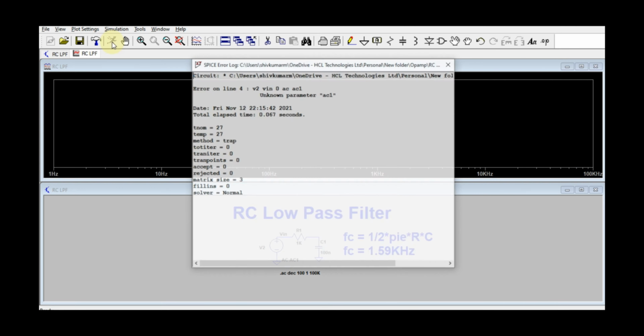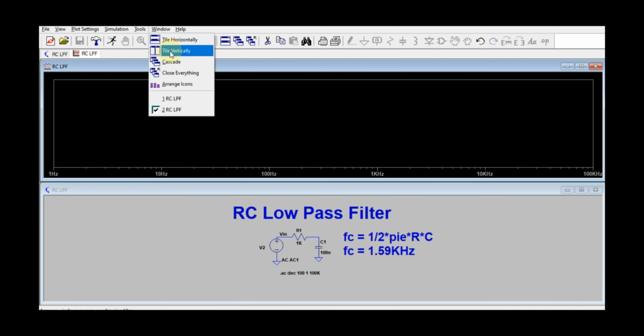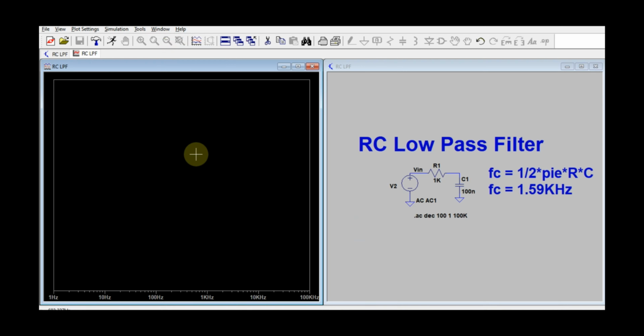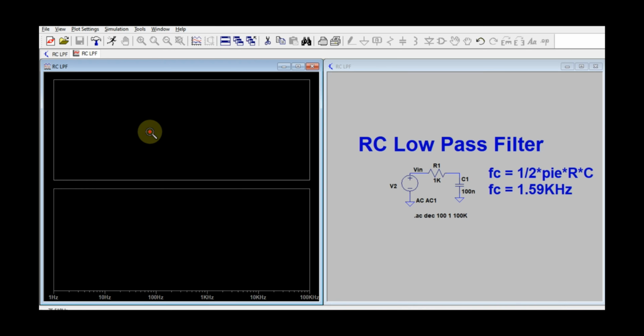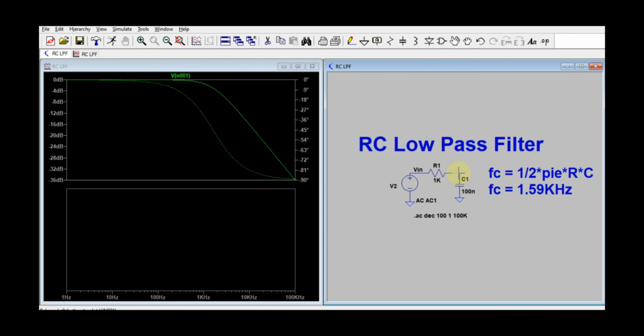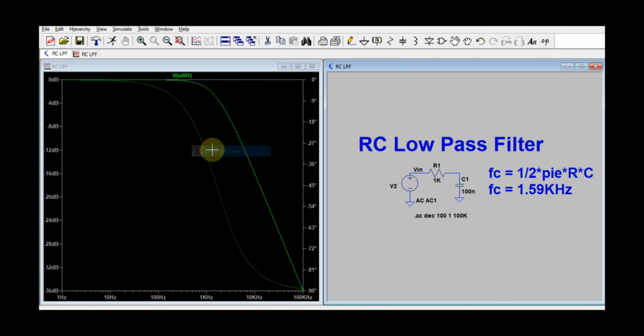So run it here, click it here, and you can find there are two windows, one window for the circuit and another window for the waveform. Let me tile the windows vertically, so I click the Window menu here and then Tile Vertically. You can see two windows here. Let me divide into two plot panes, add plot pane. So the first window is for the magnitude plot. It is coming in the same window, no issue. So maybe I can delete this pane, right? Okay, so now this is quite interesting.